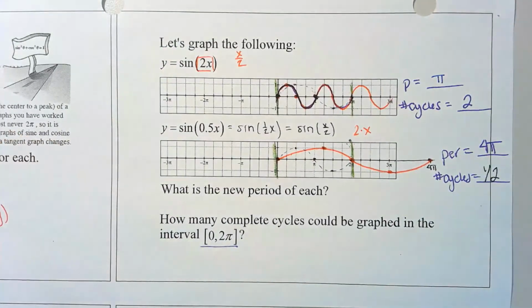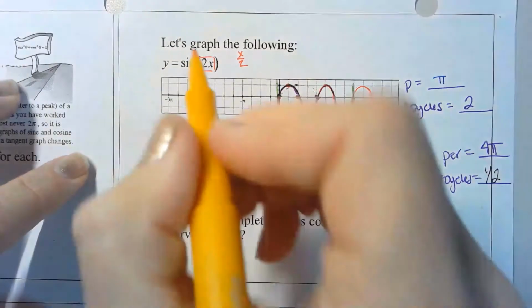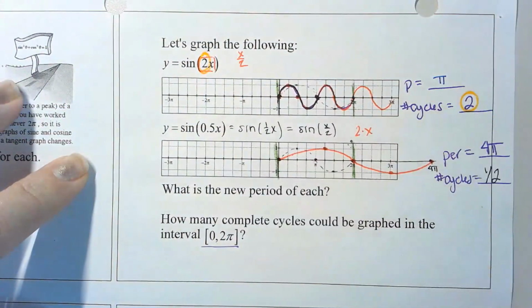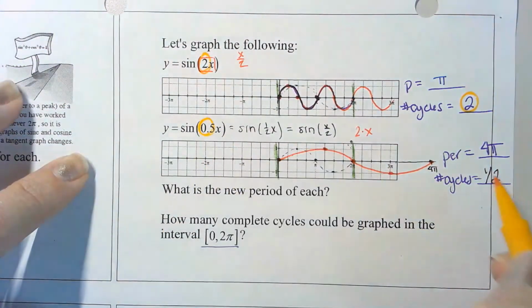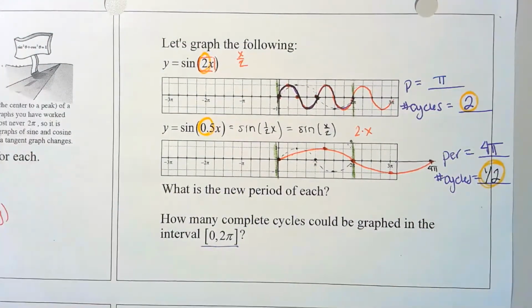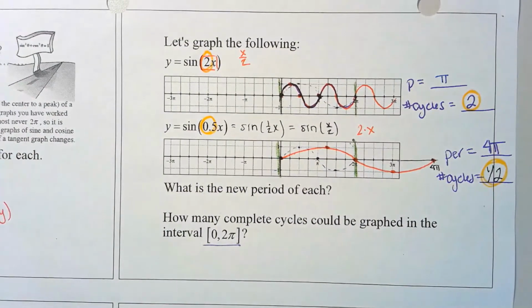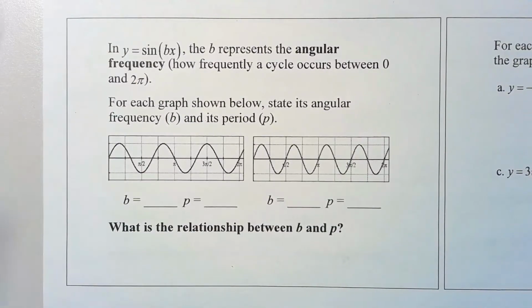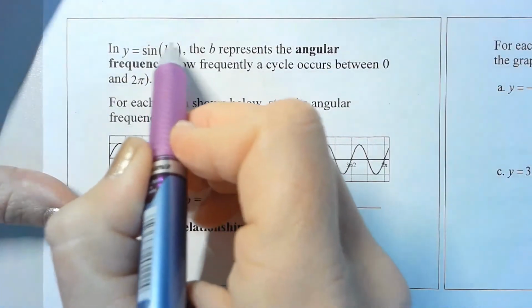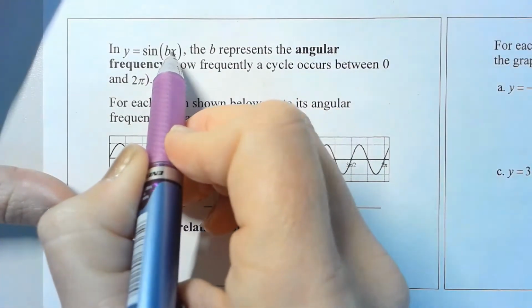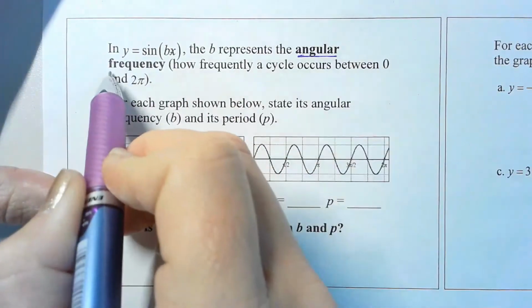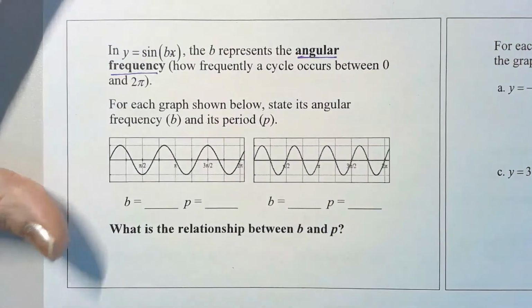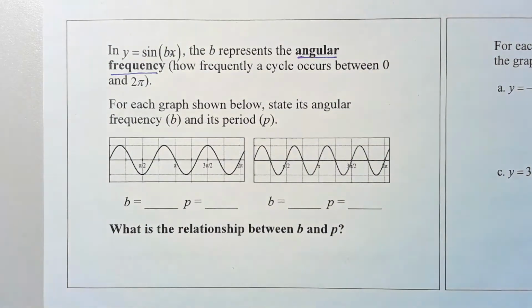Okay, but that's exactly what I want to look at, right? The sine of 2x, we were able to graph 2 cycles. The sine of half an x, we're able to graph half of a cycle in that same time. So this idea leads us to this concept of angular frequency. When we're graphing a sine or cosine curve and we've got a multiple with the x, the letter B, the multiple with the x represents what we call the angular frequency, which is a fancy way of saying how many complete cycles did you get in between 0 and 2 pi.